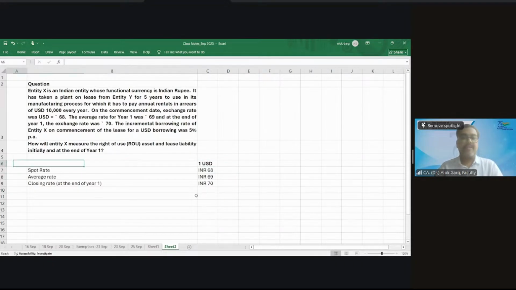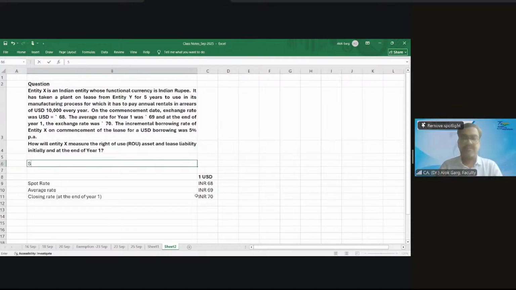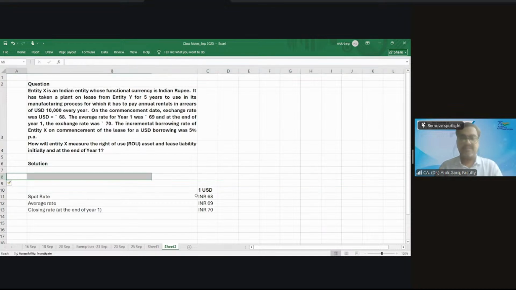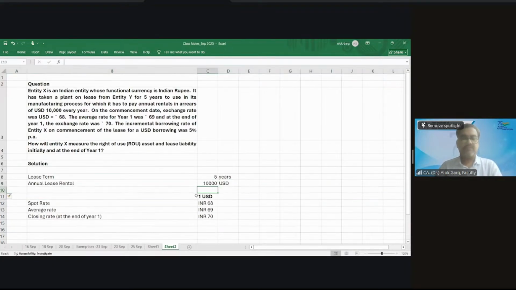And what is the lease term in the question? The lease term is 5 years. And what is your annual rental? The annual lease rental is 10,000 US dollars, paid at the end of the year.